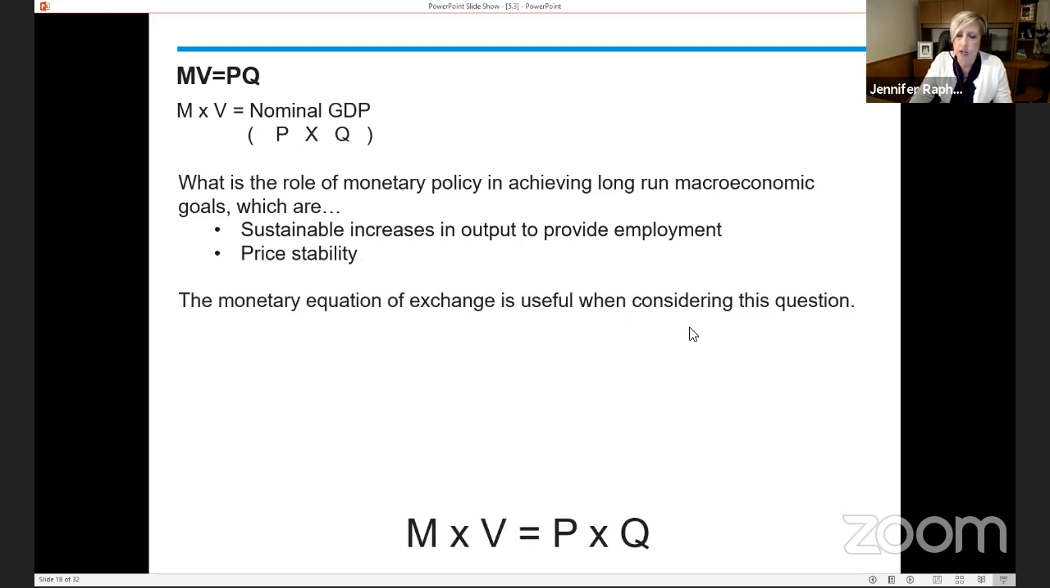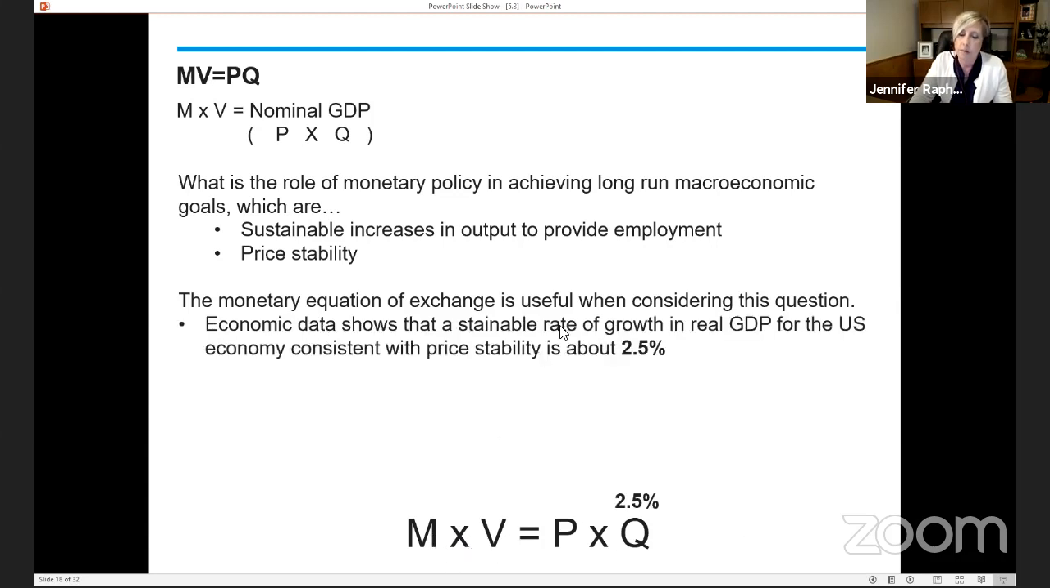So the monetary equation of exchange is useful to think about the role of monetary policy in achieving these goals. Here it is written real big: M times V equals P times Q. Economic data shows that a sustainable rate of growth for real GDP for the United States that is consistent with price stability is about 2.5% per year. The United States is a very mature economy. It's been industrialized for a long time. If we start to see a rate of growth above that, we start to see rising inflation. So if we're looking for about 2.5% real GDP growth per year, that would be a good policy goal.